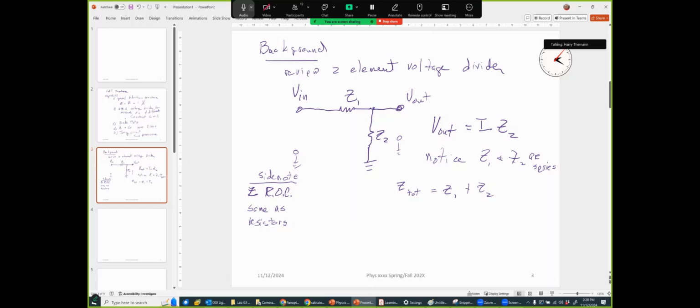And since we know that I total is always equal to V total over R total, well, excuse me, Z total. Always, always, always.